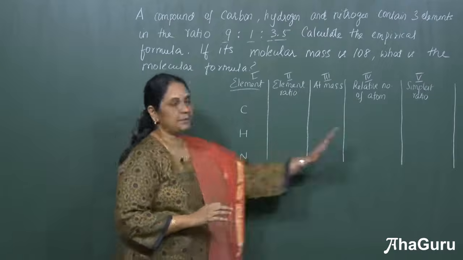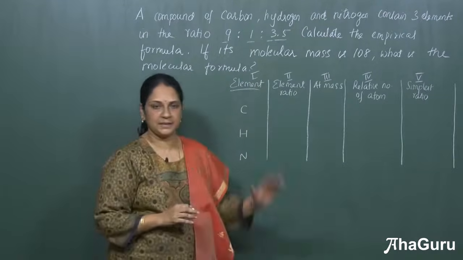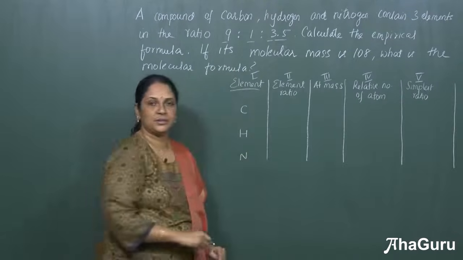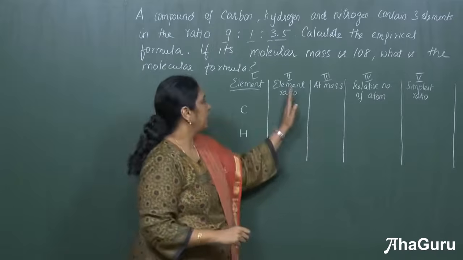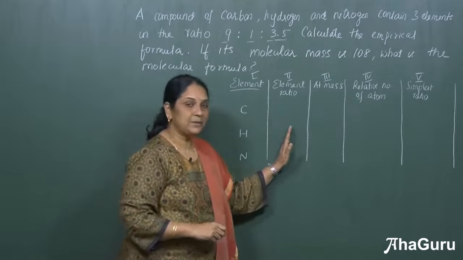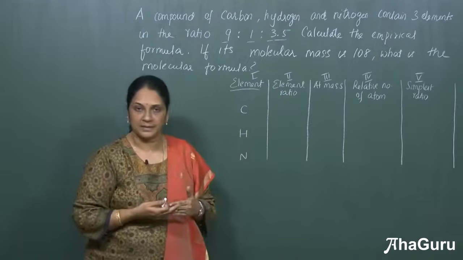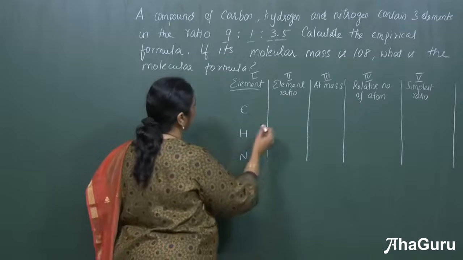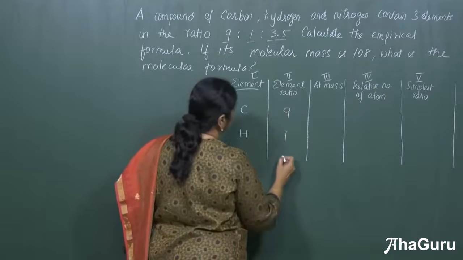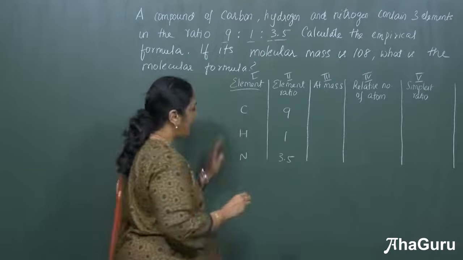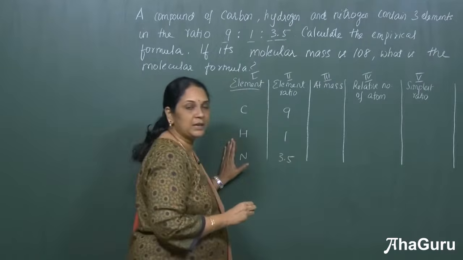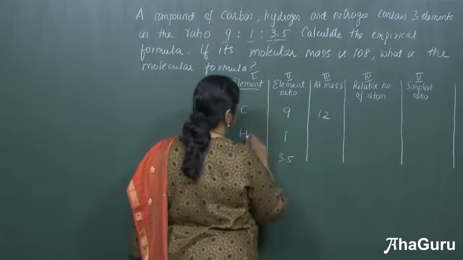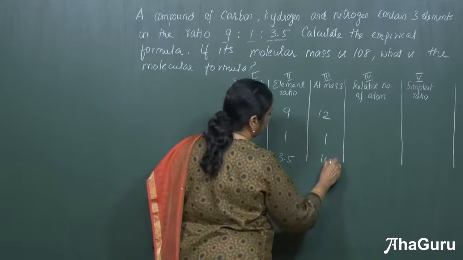First, what you do is make a table like this, okay. Write down the elements listed in this first column. So, the elements are carbon, hydrogen and nitrogen. In the second column, what you do is write whatever ratio they have given. Sometimes instead of ratio, they might give the percentage. So, whatever it is, just write whatever the data they have given you. So, here they have given you the ratio, that is 9:1:3.5. Okay. After that, immediately write the atomic mass of each of the elements. Okay. So, carbon we know mass is 12, hydrogen is 1 and nitrogen is 14.